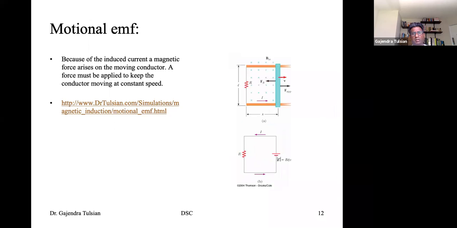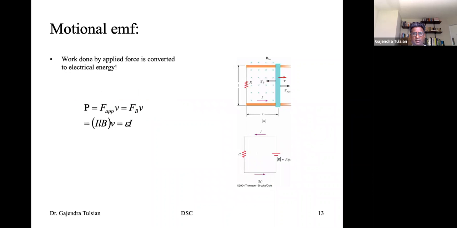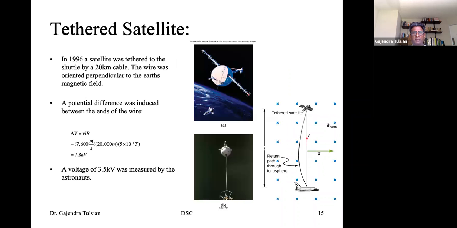All right, so this fact that we stated: if you move a conductor in a magnetic field, a voltage is induced between the ends, and the voltage is equal to B, the magnetic field strength, times the length of the conductor times the velocity. Okay. So NASA did an experiment like this back in 1996. Okay.